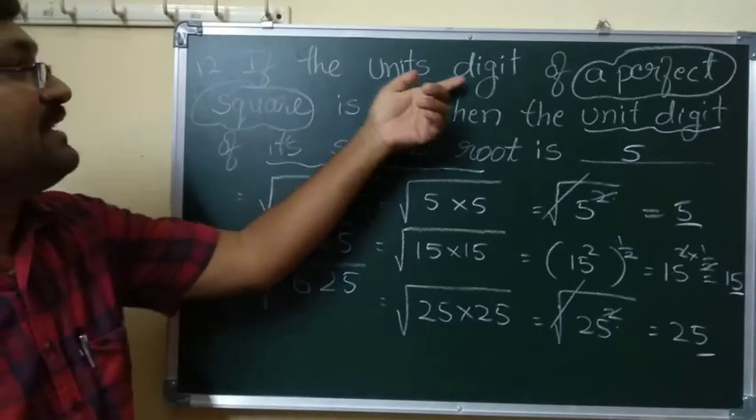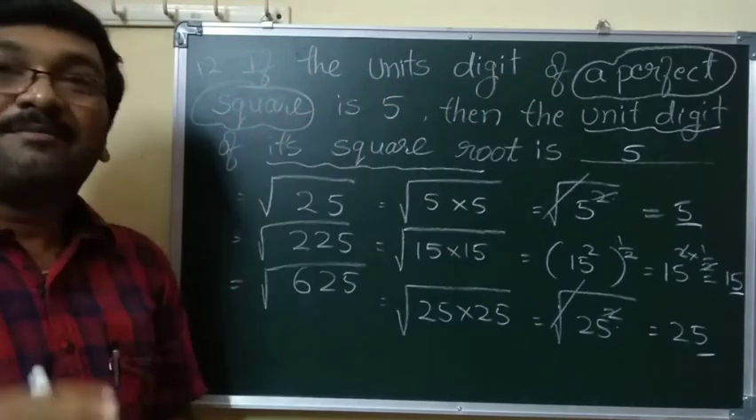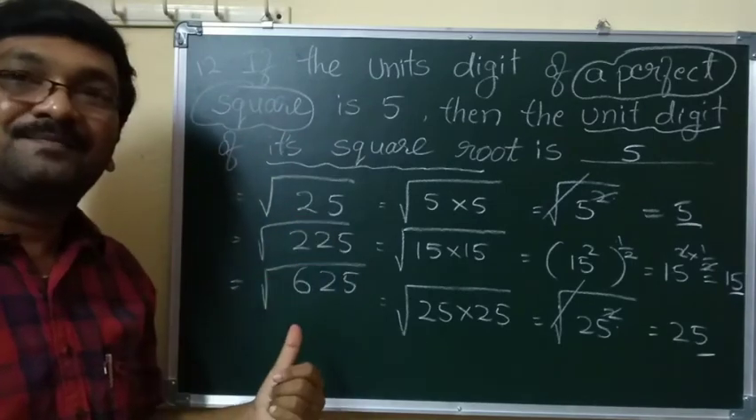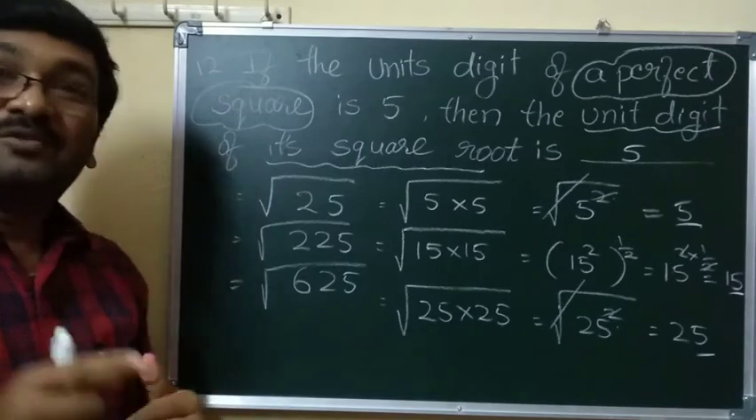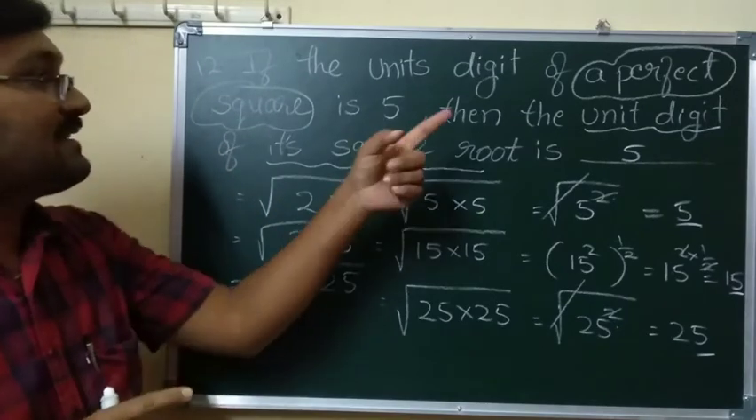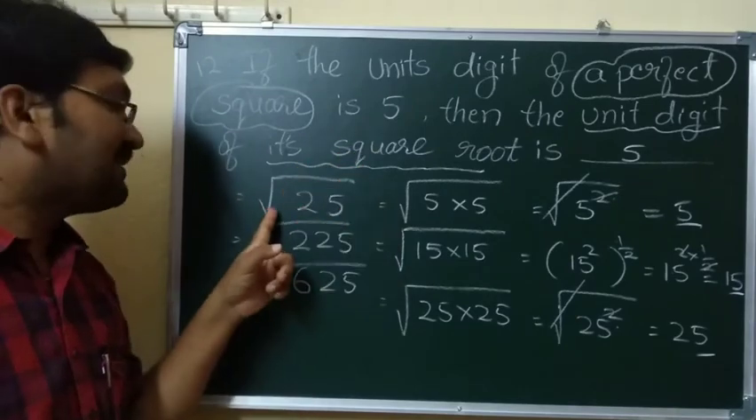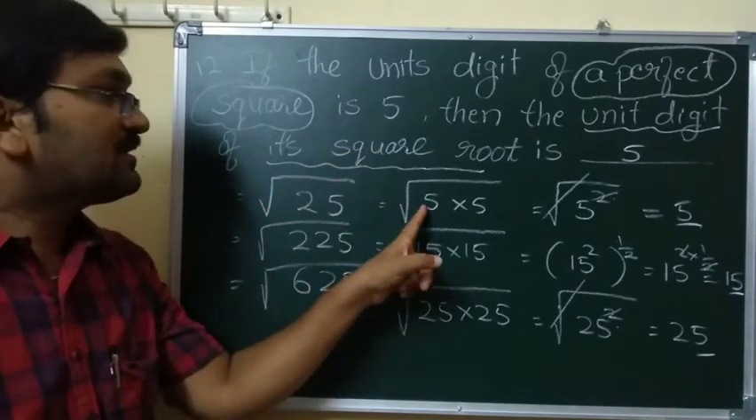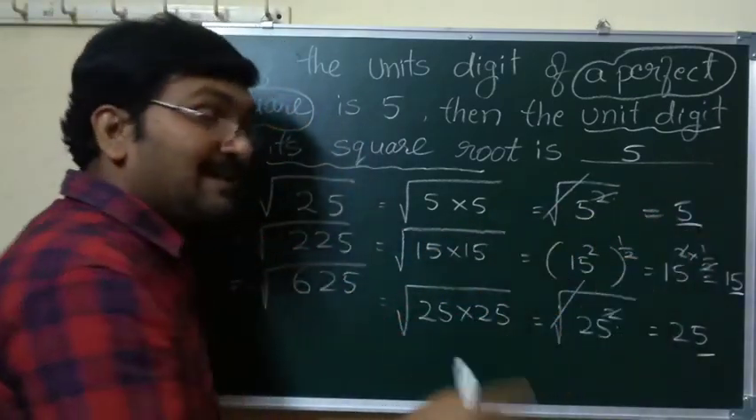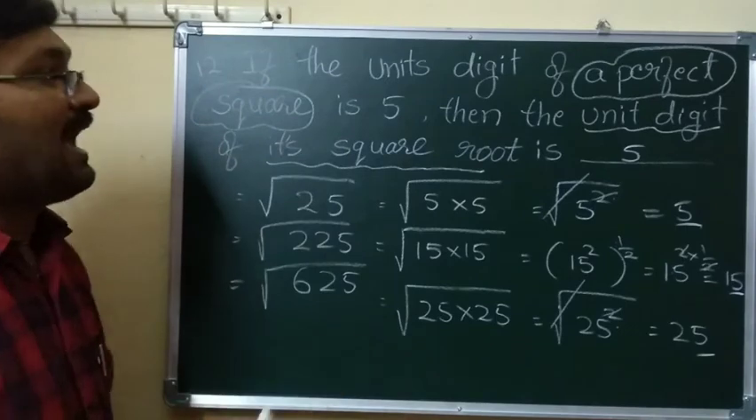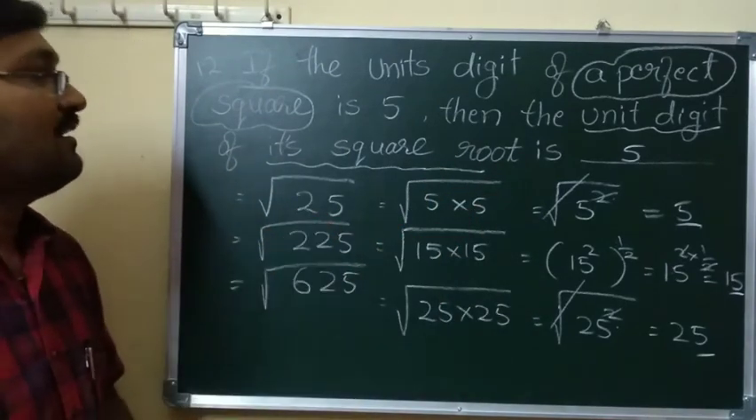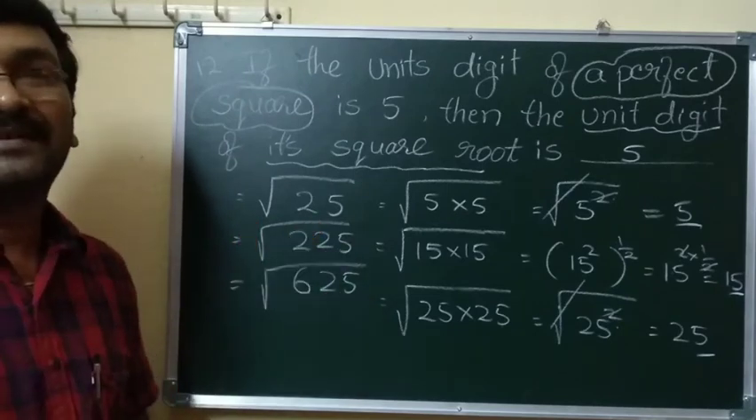See how many logics they gave in this one problem. If the unit digit of a perfect square is 5, everybody must know the perfect squares. Then apply the square root. Then if you know the simplification, after getting the answer, you check the unit digit, and afterwards we can write the answer. This is the method of finding it.